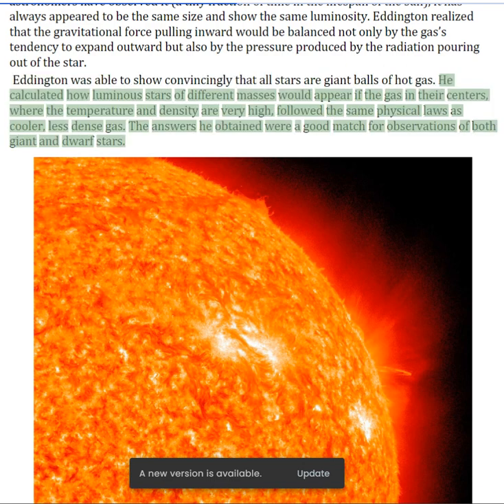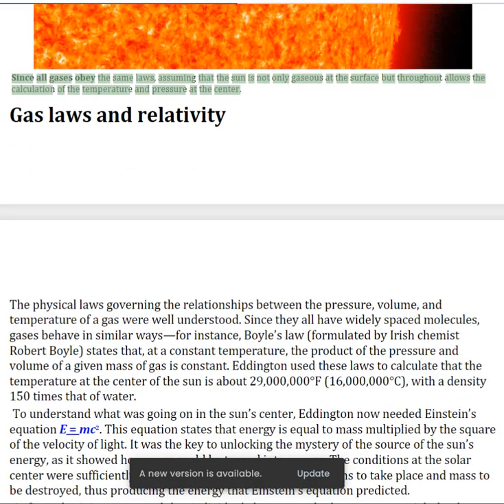He calculated how luminous stars of different masses would appear if the gas in their centers, where the temperature and density are very high, followed the same physical laws as cooler, less dense gas. The answers he obtained were a good match for observations of both giant and dwarf stars. Since all gases obey the same laws, assuming that the Sun is not only gaseous at the surface but throughout allows the calculation of the temperature and pressure at the center.